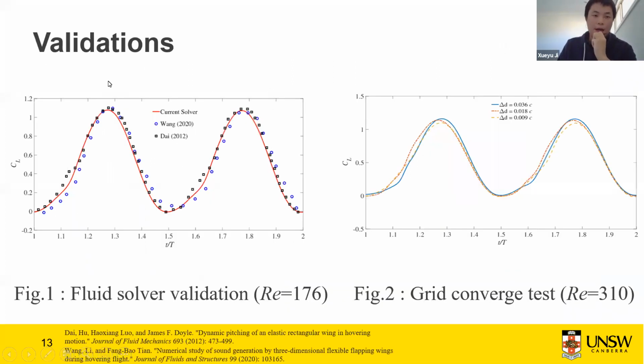For the validations, we present the CL. Because we don't have the data at Re equal to 310, we conduct another simulation at Re equal to 176 and compare with previous studies, and we found that the CL from our solver agrees well with the previous data. And for Reynolds number 310, we conduct the grid convergence test for the inner region, and we found that the grid arrangement is okay, and we are going to use the medium mesh for the following study.